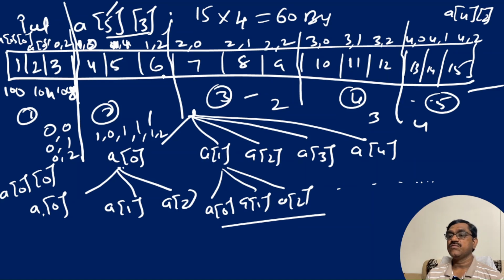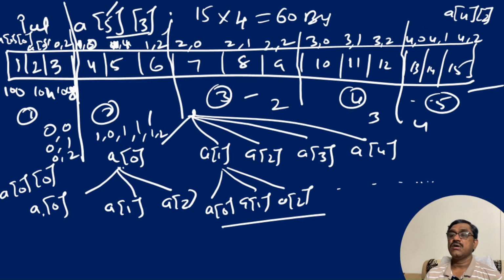See, we have given the elements like this: 1, 2, 3, 4, 5, 6 up to 15, right? So what we want to do is print the elements like this. How do we want to print them? 1, 2, 3. What is the first dimension? 5. Okay, 5. So 5 times 3 is 15 elements, right? 1, 2, 3 for the first part and second part.